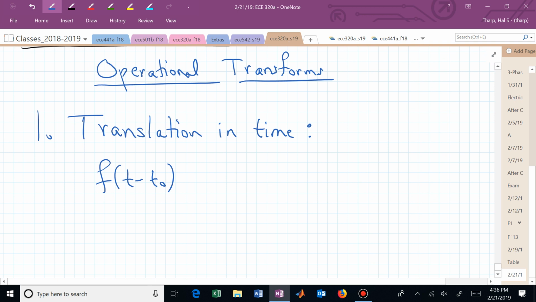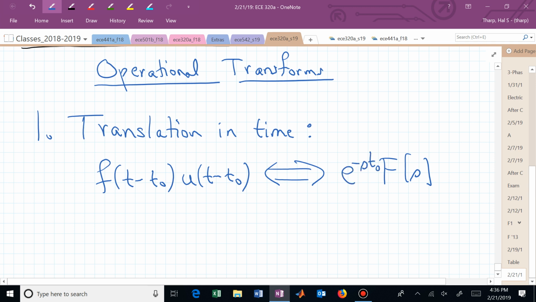If our waveform is delayed by an amount t sub 0 and we turn it on at that exact same location that it's delayed for, then if we knew the original f of t's Laplace transform, which was, let's say, capital F of s, we simply scale that by e to the minus s, the amount of the delay. And that's what we actually used in that pulse Laplace transform. We used this operational transform to find that.